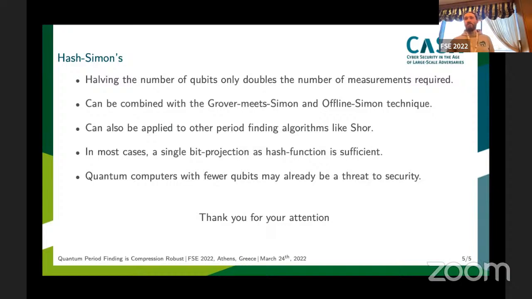But with a simple bit projection, we could also use only a simple CNOT, in the case that we combine it with the Grover time or offline time technique. In the other case, where we don't have this additional space, so we have to directly use the hashed oracle, there are some technical problems that can be circumvented if we have a special implementation of the oracle.